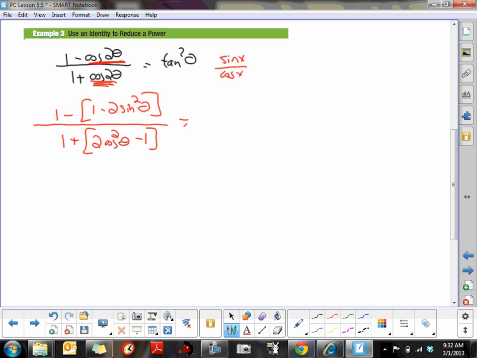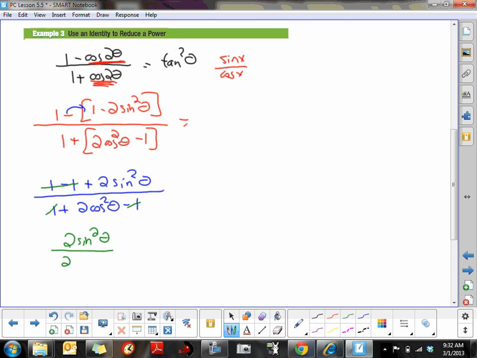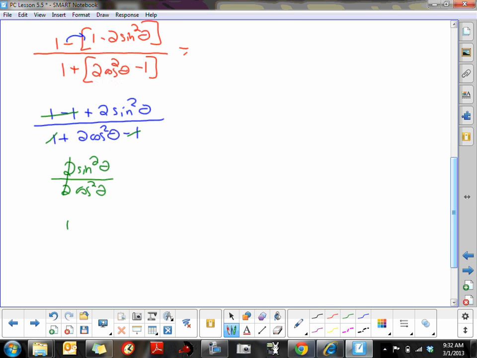So we'll go ahead and run through our negative. So 1 minus 1, then plus 2 sine squared of theta, all over 1 plus 2 cosine squared of theta minus 1. In the same step, I'll collect those like terms of 1's. We'll have 2 sine squared of theta all over another 2 cosine squared of theta, which means we can reduce the 2's. We'll have a sine squared over a cosine squared, which is equivalent to tangent squared of theta.